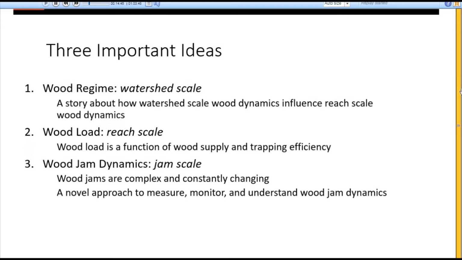And wood jams are really dynamic and complex things in rivers, but they're really fundamental to the way we like to restore rivers and to the kind of character of rivers that we're trying to imitate with wood restoration. So I'm going to introduce a tool that I've developed to measure, monitor, and understand wood jam dynamics, and then share some insights that we've gained from using that tool.